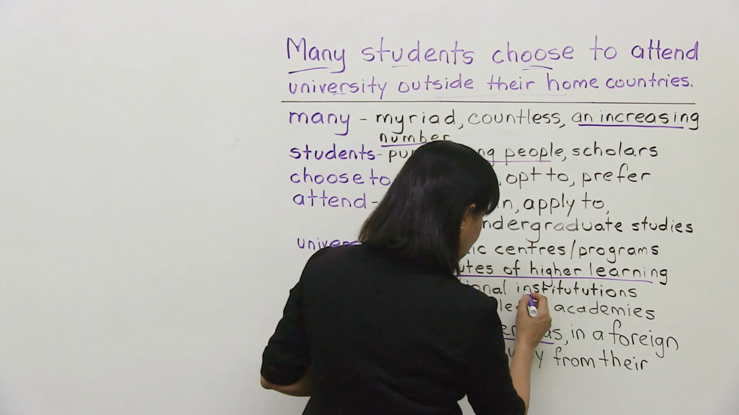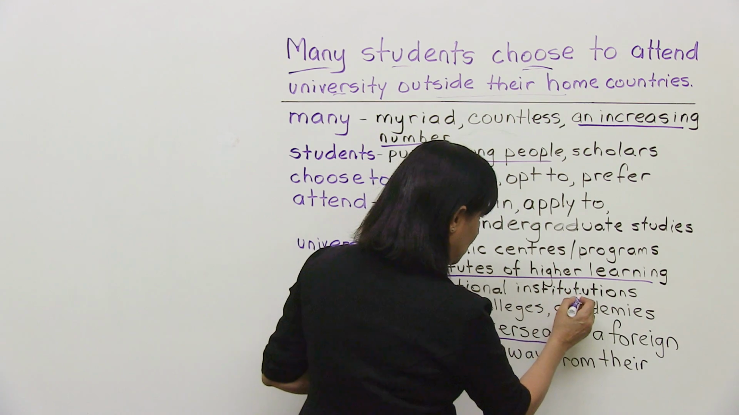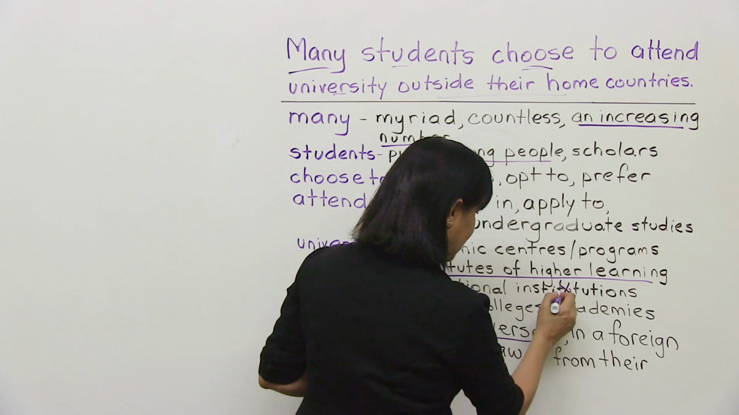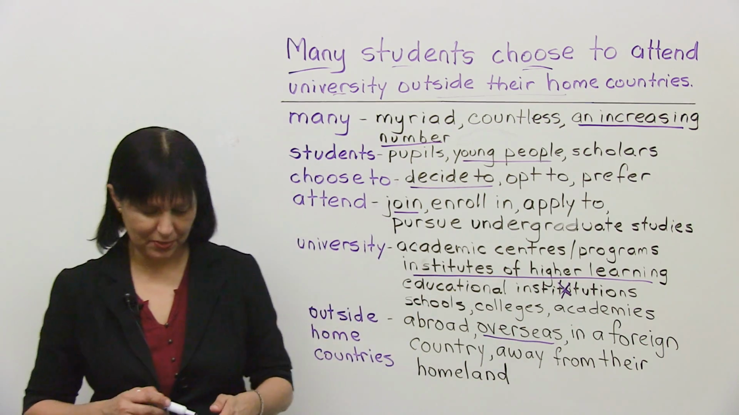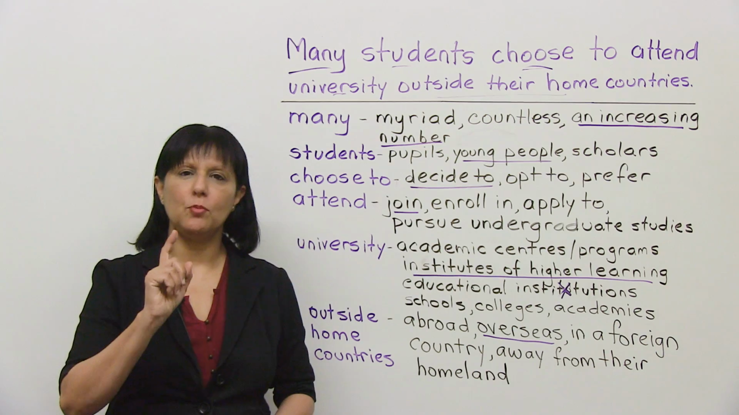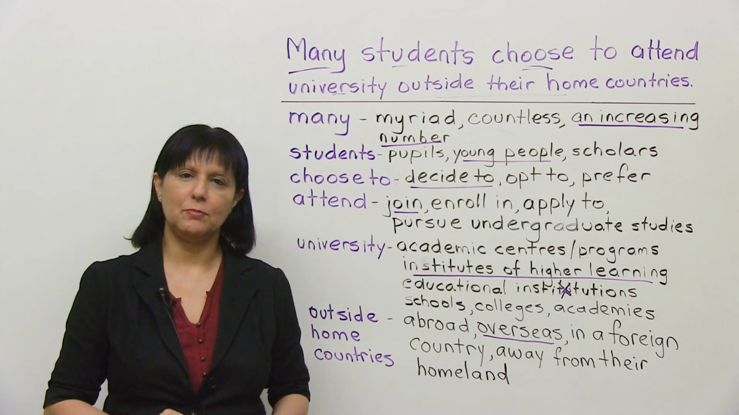So, sorry, I just realized something here. Institutions. Man, I wrote it a little too often. Institutions, okay? That was pointed out. All right, we're going to do one more example, and then we'll go from there.